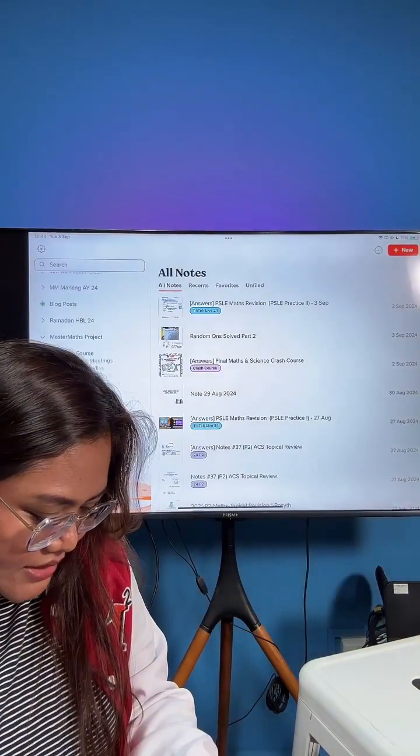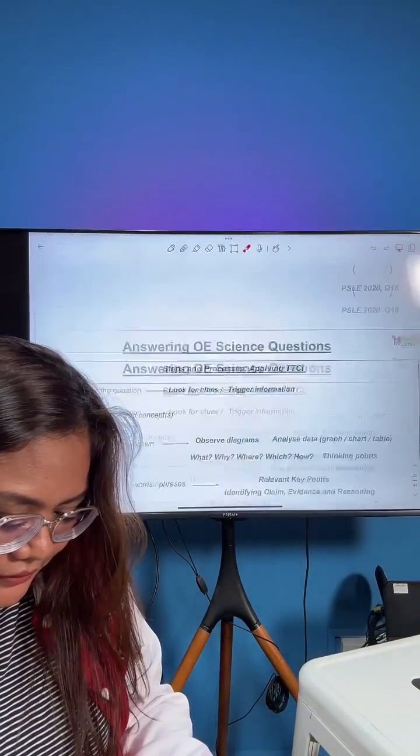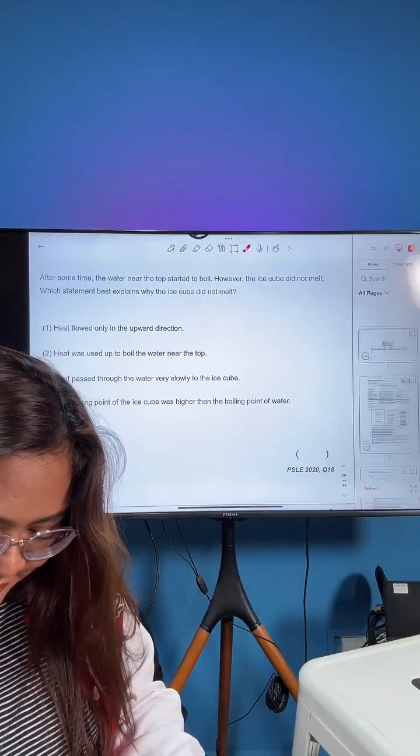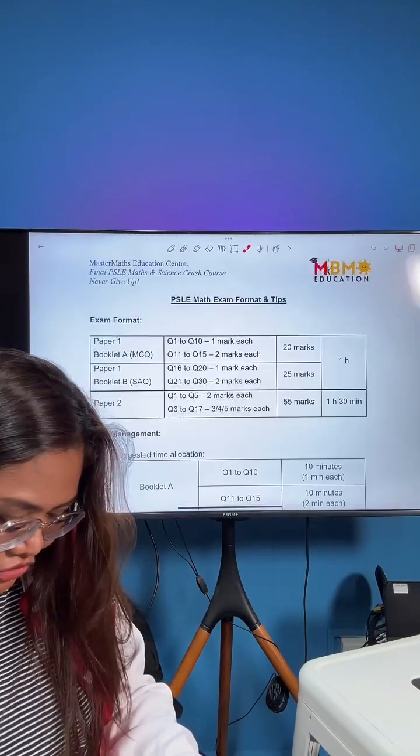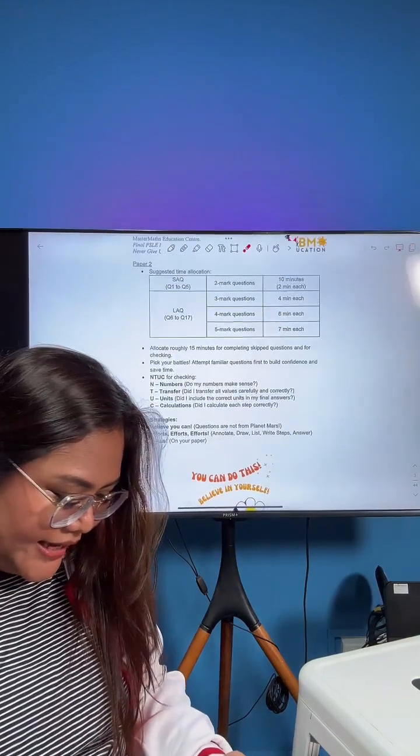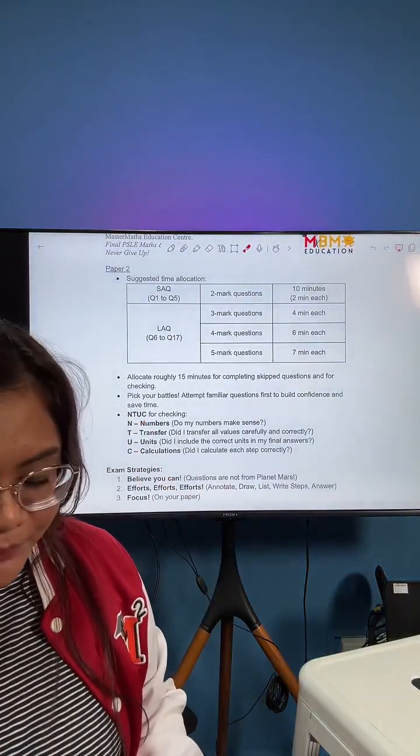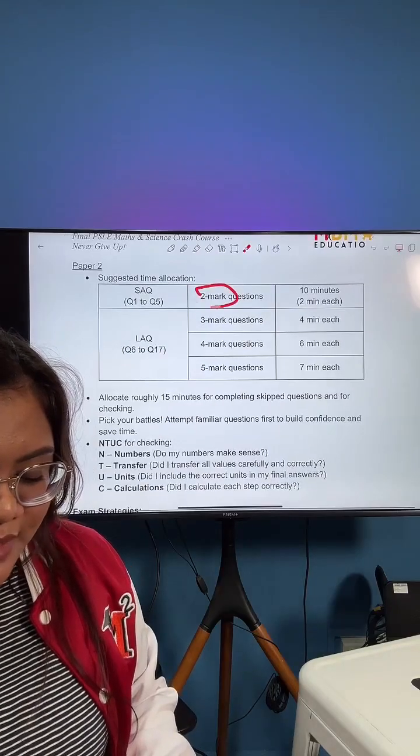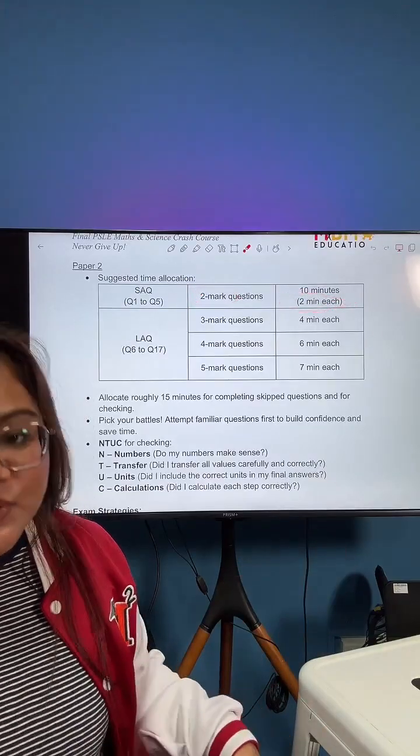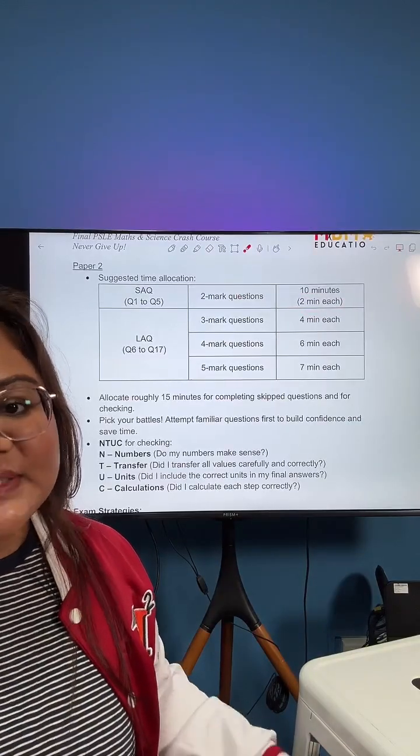Okay, for paper 2, honestly, I am just going to show you some tips here. For paper 2, this is your suggested time allocation. If it is a 2-mark question, which is question 1 to 5, you want to spend maximum 2 minutes only. And these are your must-score marks.